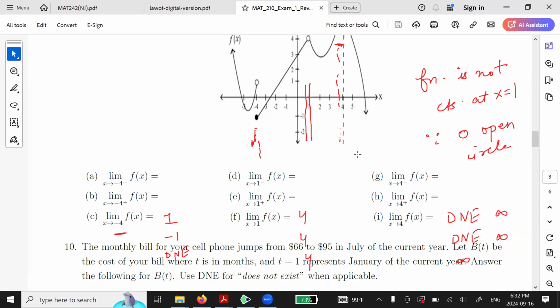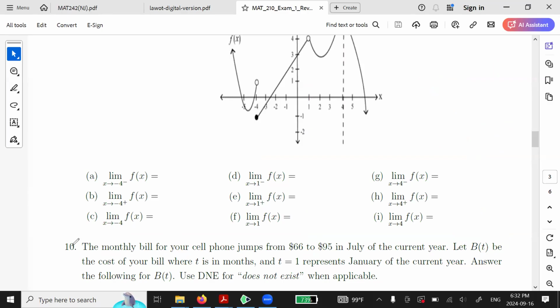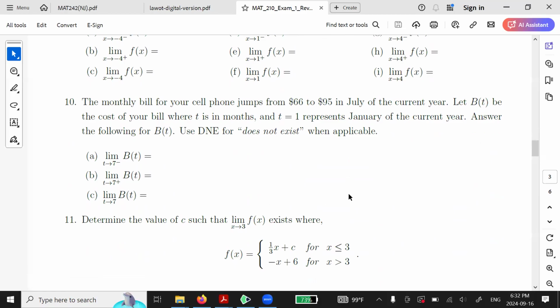Now, okay, all good? Question. Does it matter if you write DNE or infinity? No, not for this exam, at least. Okay, let's clear this and let's move on to, oh, come on. Let's move on to number 10.